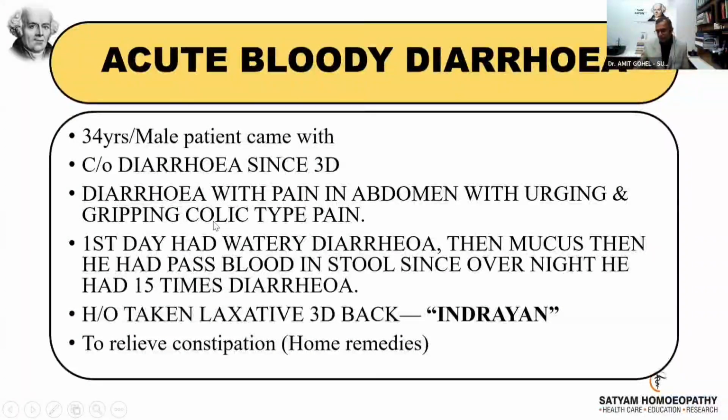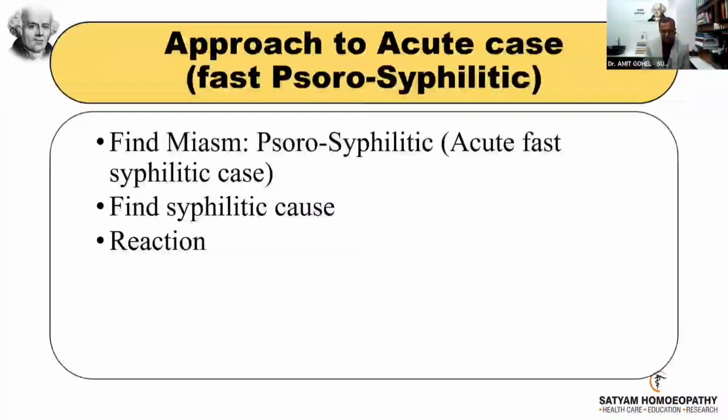The first day diarrhea, psoric, followed by mucus, psychotic, and suddenly at night he has a bloody diarrhea. So control lost, and that is the syphilis entering. So this is what the fast syphilis is going on. So a psoro-syphilitic case, and we had the cause. So what could be the remedy and what could be the entry point?